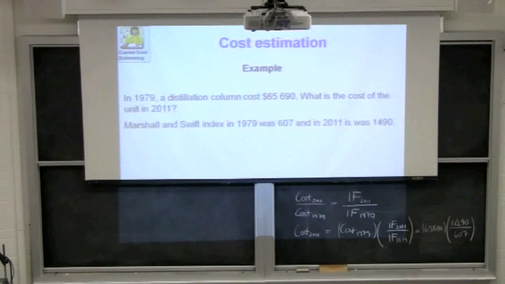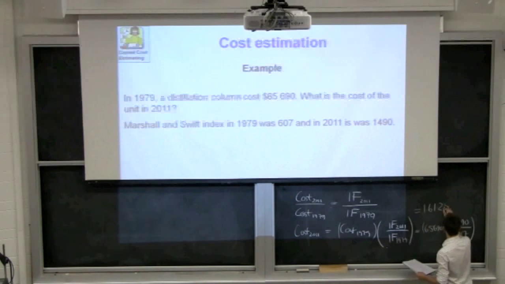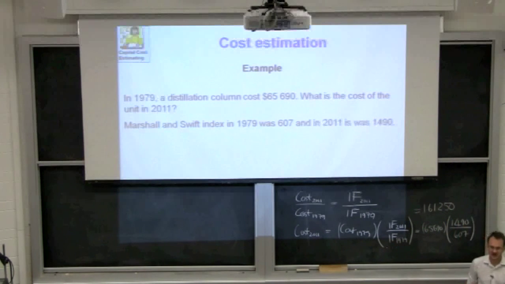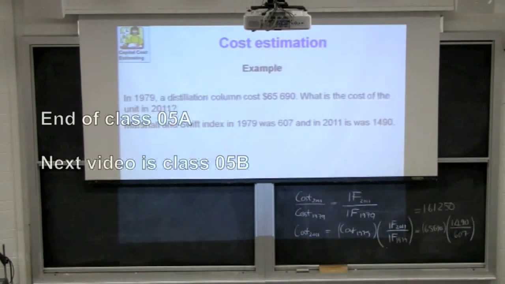So in this answer, it was $161,250. So the price has gone up quite a bit from the 1979 cost. Okay, so this example uses Marshall and Swift. In general, we'll use CEPCI though. Okay, so we'll take that on in the next class.